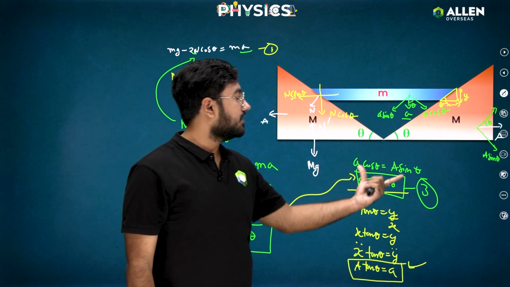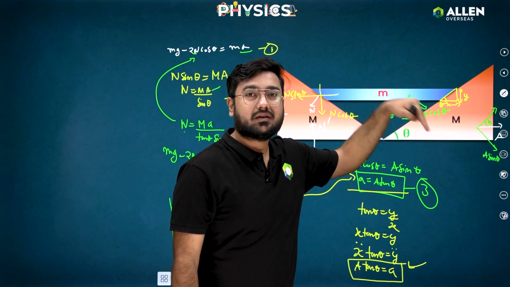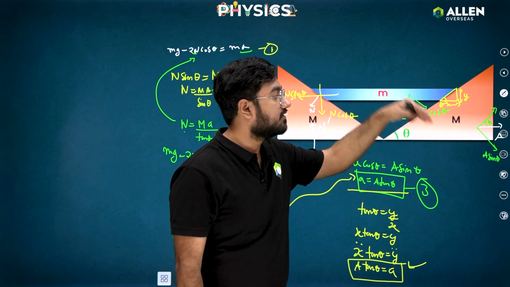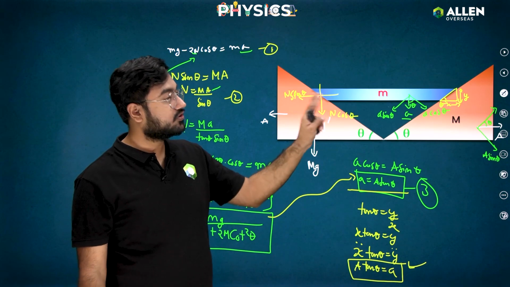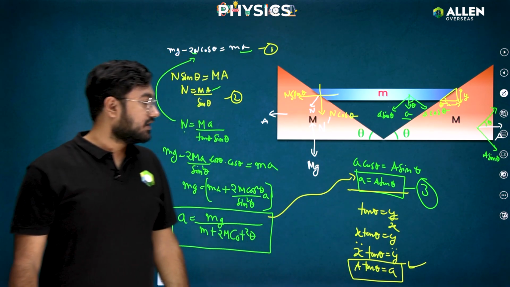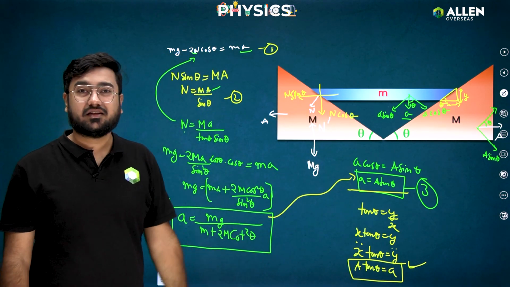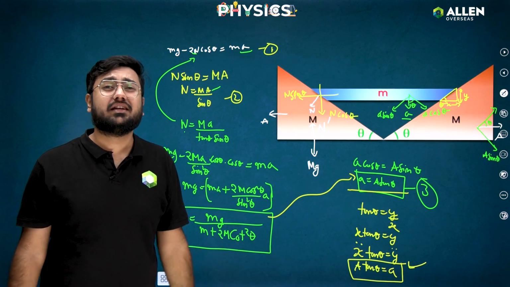But the thing that you have to remember is that the perpendicular component to the interface is absolutely the same for both the objects. So that's all about the wedge constraint, and that's all about today as well.